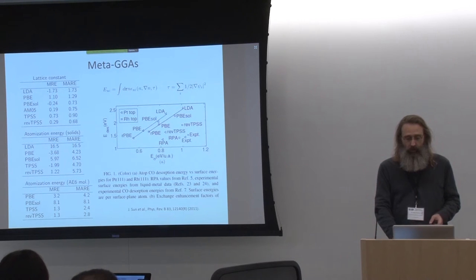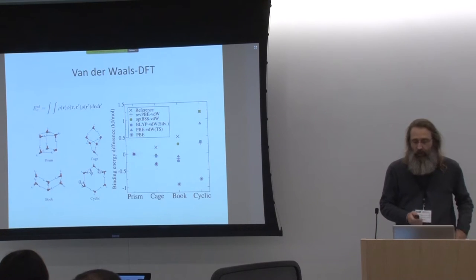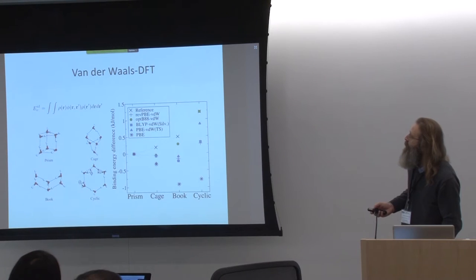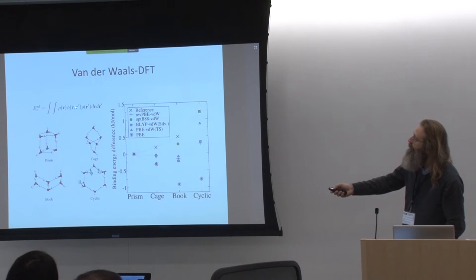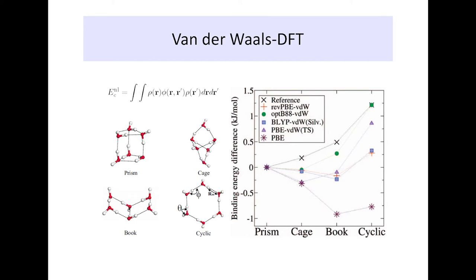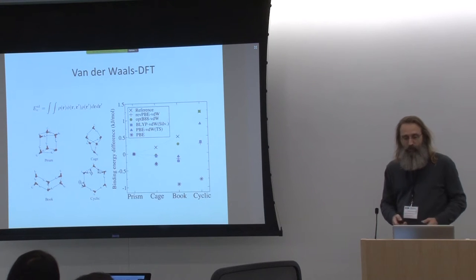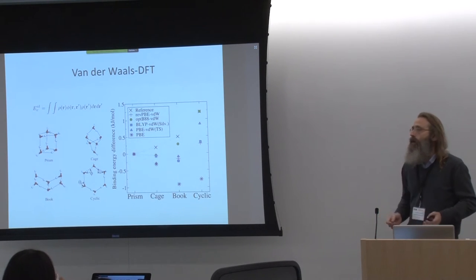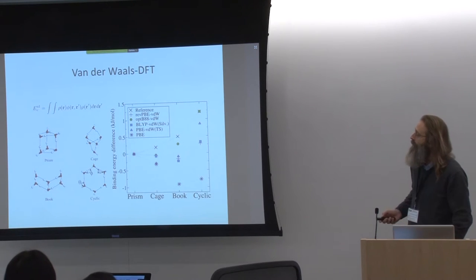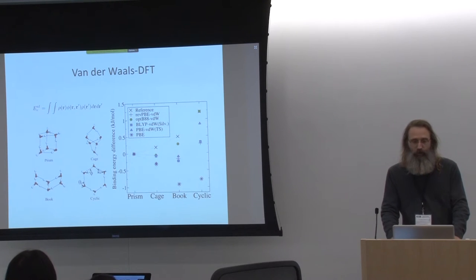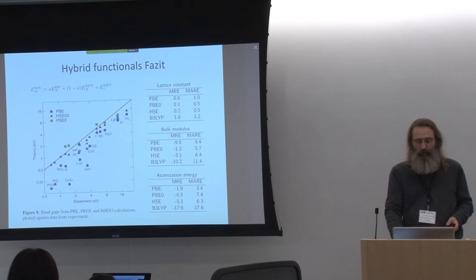You can have a look at your leisure at the publications that are quoted there. There's a thing such as van der Waals density functional theory, so non-local density functionals, non-local in the sense that they have a kernel that depends on R and R prime, and it allows for interactions between densities at a point R with densities at a point R prime. The introduction of these van der Waals density functionals spawned a whole host of new functionals, and some of them work quite well in some situations, but there's definitely no universal van der Waals density functional at the moment.